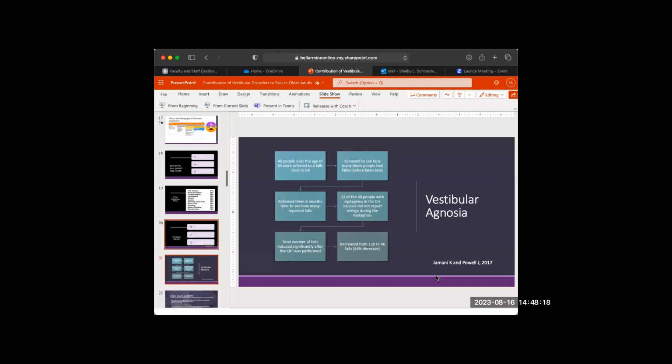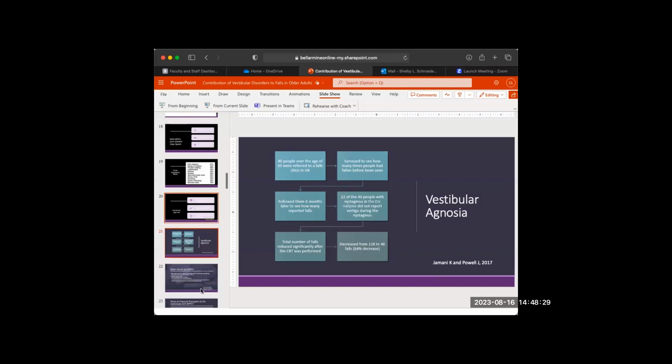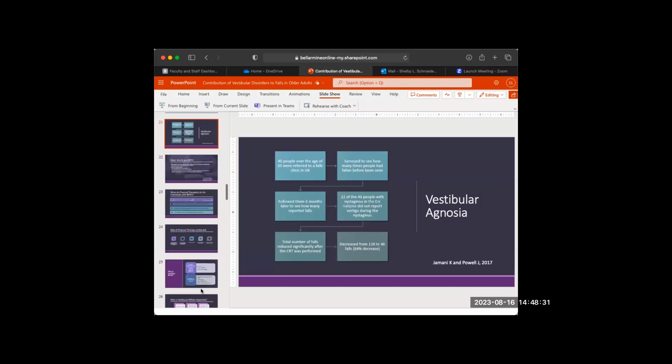But the total number of falls reduced significantly after they were treated for the BPPV, with a 64% decrease after treatment. So it was effective. They were falling significantly less after being treated.